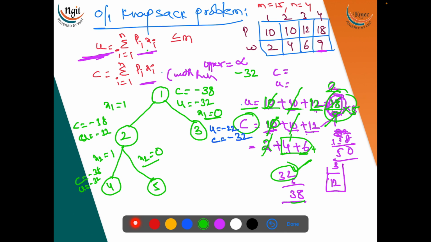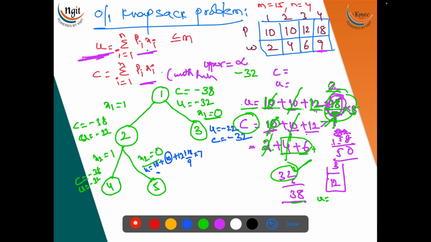Let's see. This 10 is there, but this 10 is not there. So 10 plus 12 is 22. And come here. This 4 is not there. 2 plus 6 is there. 2 plus 6 is what? 8. Still how much weight can I use? 7. That means 18 by 9 into 7. The u value is 10 plus 12 plus 18 by 9 into 7, and this 10 you will not take because x2 is not there.